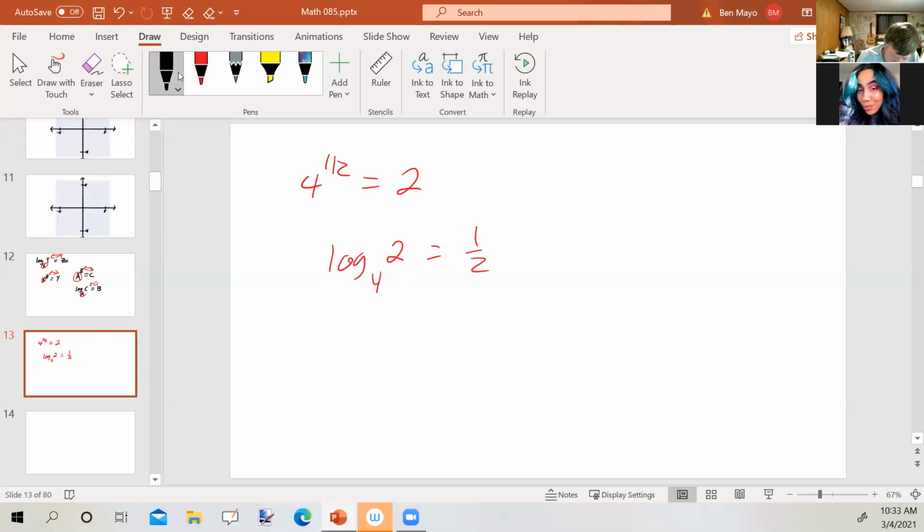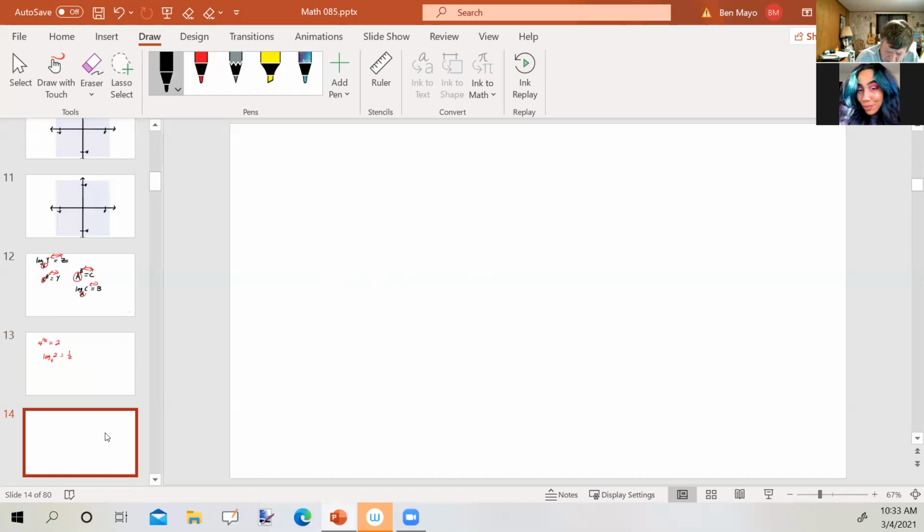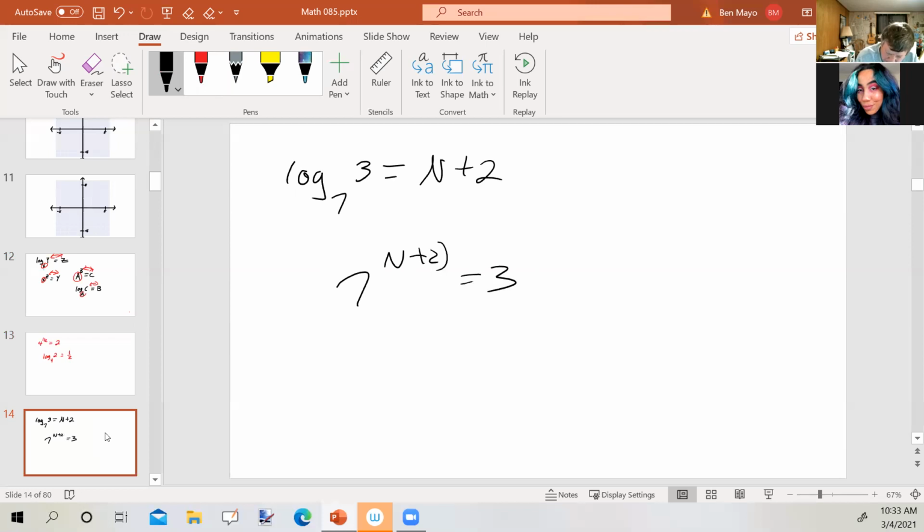Okay. And a question that somebody asked yesterday, let's see, what was it like? Log base 7 of 3 equals n plus 2, something like that. So then that would be 7 to the n plus 2 power equals 3. And this whole thing would be the exponent because this whole thing has to be grouped together.